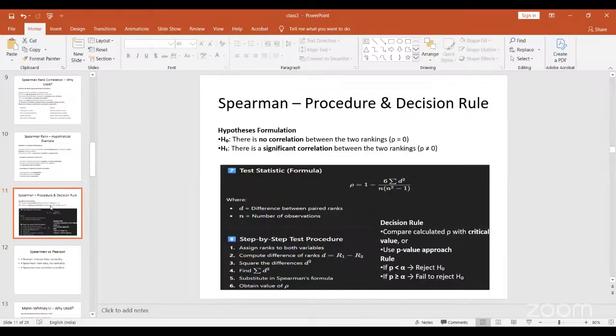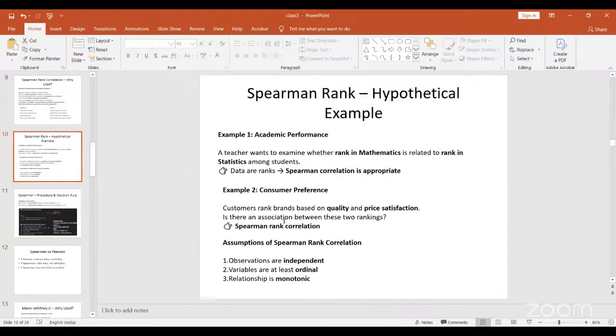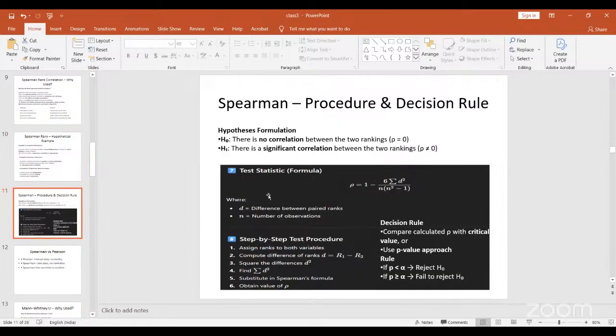So now, what is the hypothesis for this Spearman rank correlation? The hypothesis is there is no correlation between the previous examples, which I hope were understood, as we discussed in the previous slide. Any questions here? No, ma'am. So this part. What is the hypothesis? There is no correlation between two ranks. That is, this rho is zero.